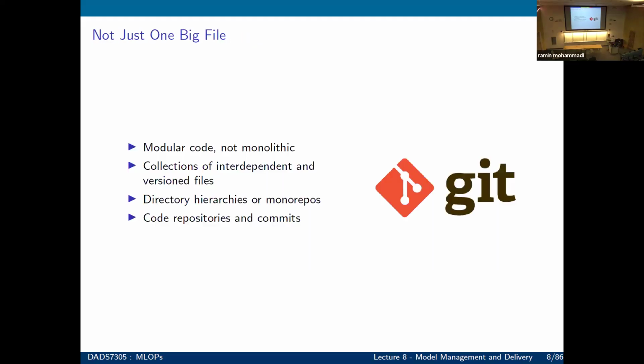Now, the other thing is that you need to understand that when you work on an ML project, it's not just one big file. You have lots of things that you're going to upload, right? So the first thing is modular code. You need to be sure that all the code you write is modular, smaller code. Don't write code that does so many processes at the same time. Those are monolith code. You want a collection of independent and versioned files. That's another thing you want to do. And Git helps you with something like that, right? It's for versioning and tracing. It helps you with hierarchy and MLOps, and it also has a proper code repository and commits.